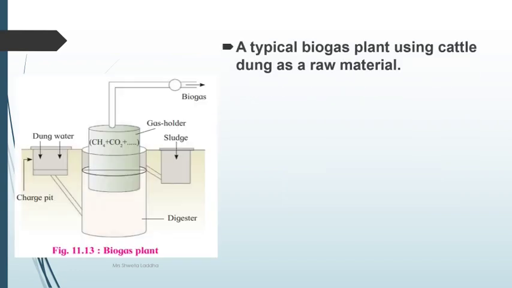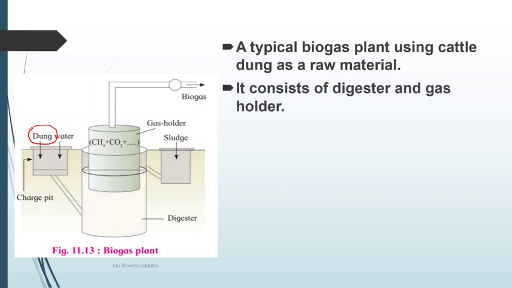Let us see what a biogas plant consists of. A typical biogas plant uses cattle dung as a raw material. So the basic raw material used in the biogas plant is cattle dung. It consists of a digester. You can see in the picture this well-like structure dug in the ground is called the digester, and a gas holder. Here you can see the floating chamber present. This is the gas holder.